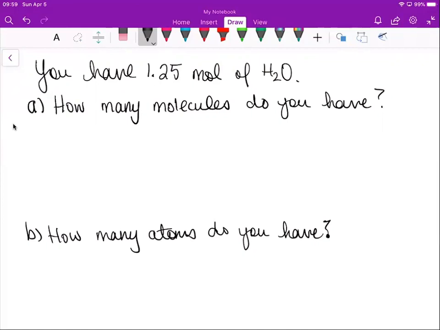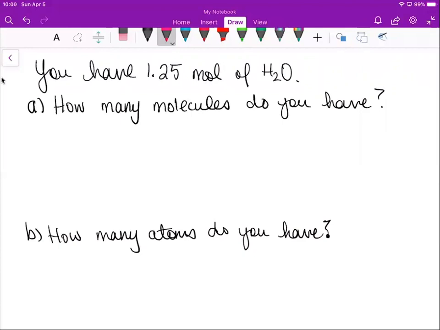So let's look at this question. I'm going to ask you, take a second. I want you to think about what strategy you're going to use, and what formula you're going to use. So you have 1.25 moles of water. Which formula? Obviously, I've only given you one formula so far, but how are you going to arrange it? What are you going to put into it?